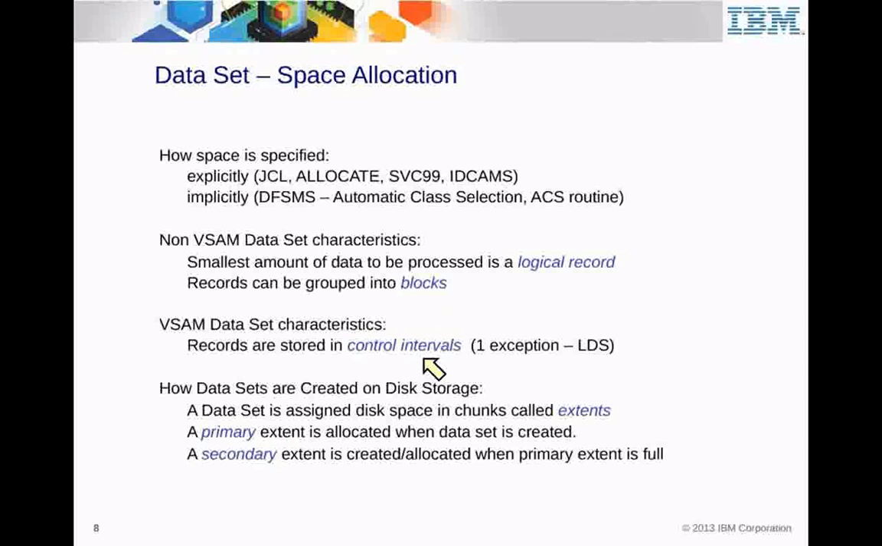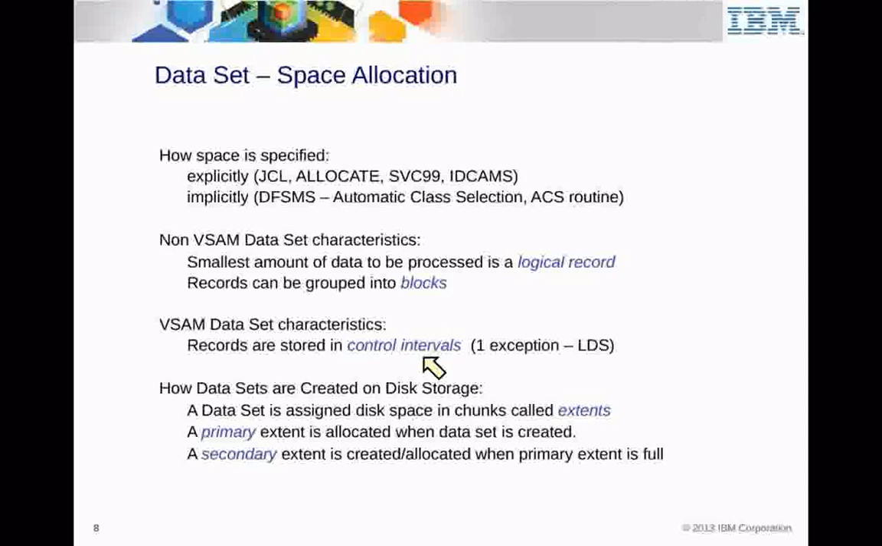Records are stored in something called a control interval inside the VSAM. But the control interval can be so large that it could contain multiple records. It could contain one record. It could contain many records. And in some cases, you could have a record that's so big, it actually spans multiple control intervals.